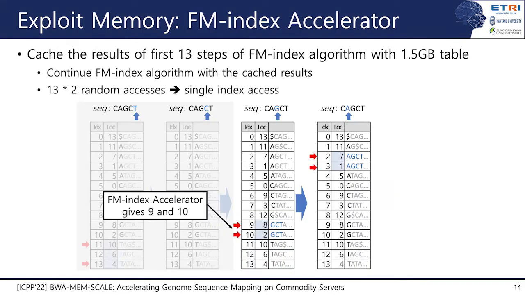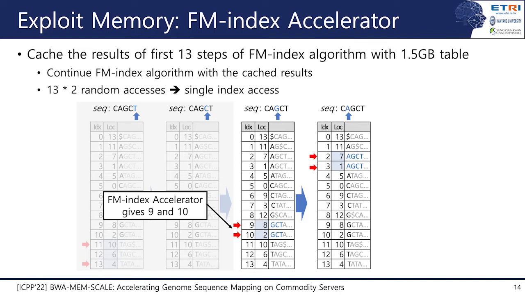Our second acceleration mechanism is the FM index accelerator. This accelerates the FM index algorithm in the seed phase. The FM index accelerator caches the result of the first 13 steps of the FM index algorithm. In the seed phase, BWA-MEM-SCALE first gets the intermediate result from the FM index accelerator, and then continues the FM index algorithm with the cached intermediate result.